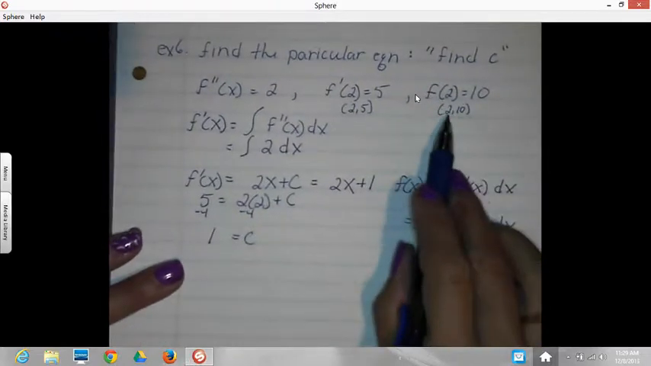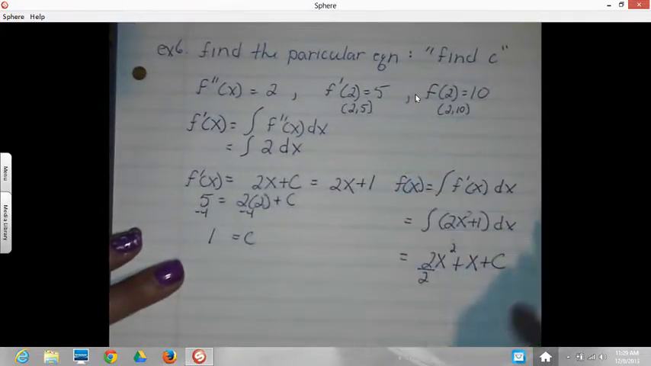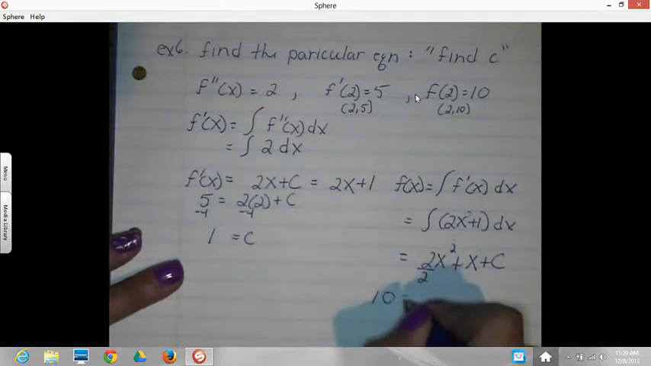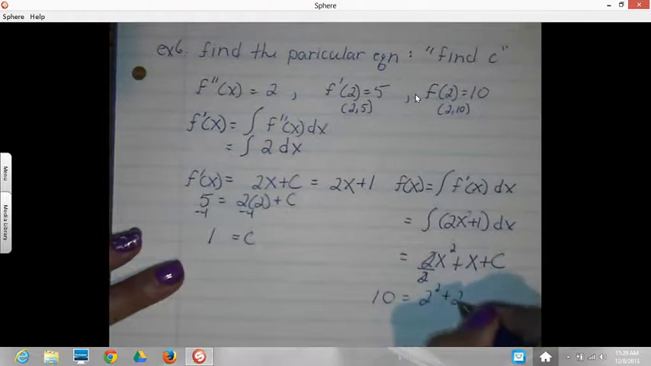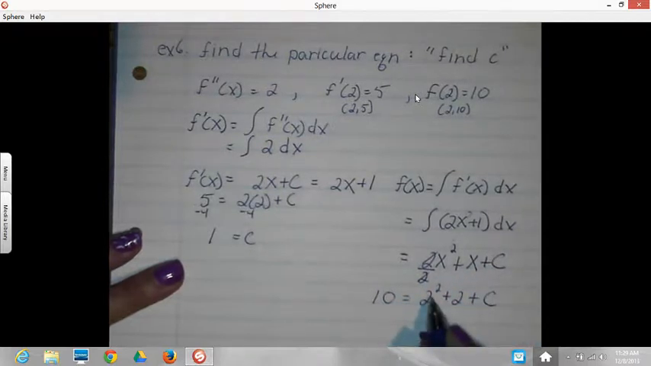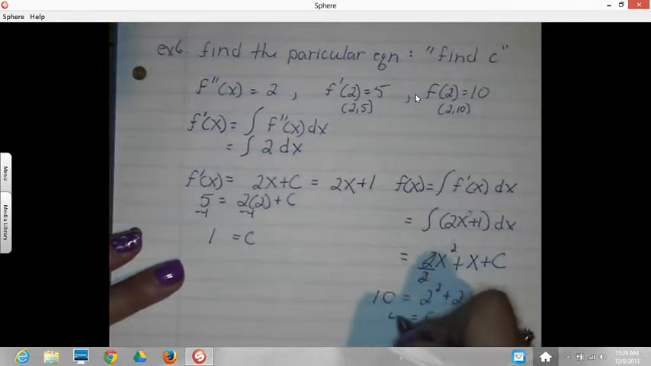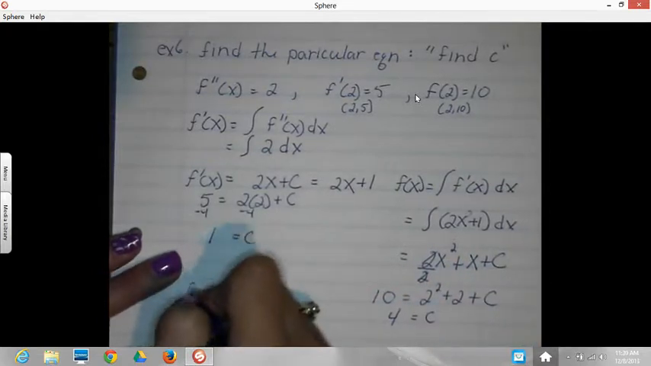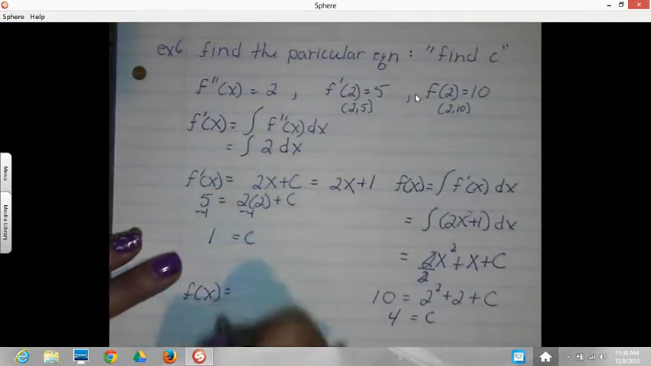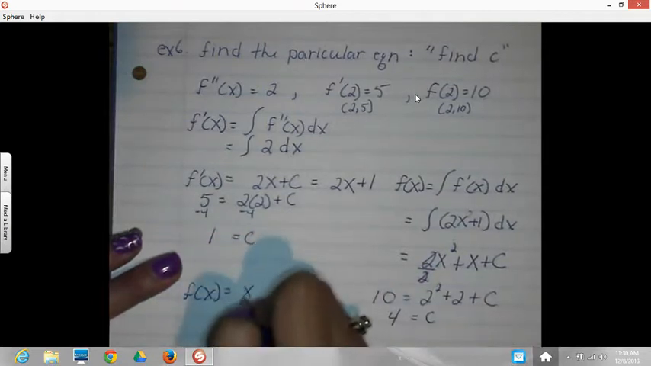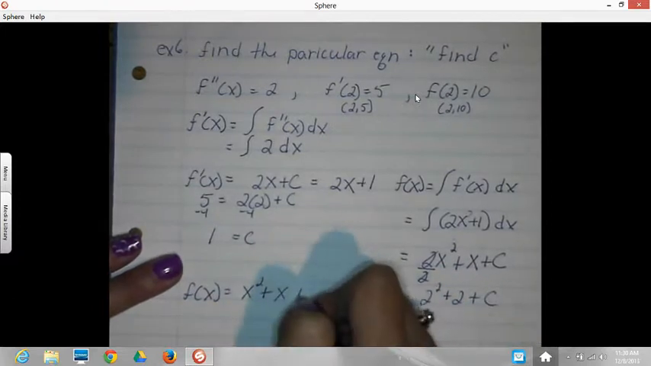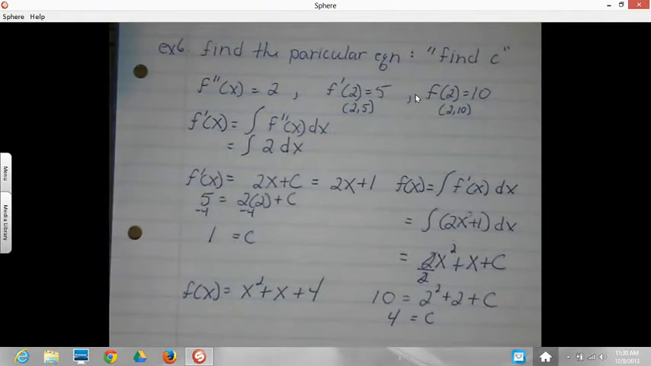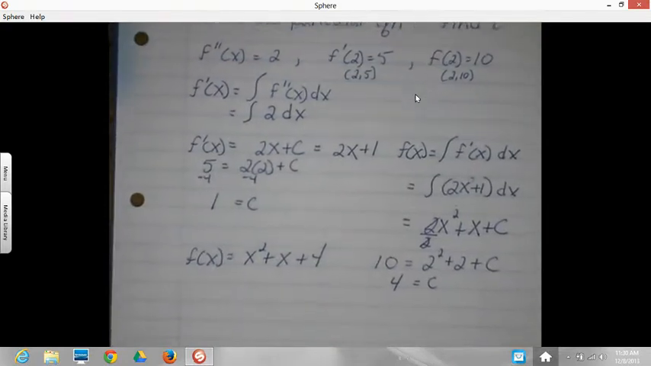And now I can use that last ordered pair on the original function. When x is 2, the y came out 10. So that means 10 equals x squared plus x plus c, so 2 squared plus 2 plus c. That's going to be 4, 5, 6. 6 plus 4. c is going to be a 4. So our f of x equation is x squared plus x plus the 4 that we just found. So that one was a double whammy there because you had to do the antiderivative or the integrating twice.